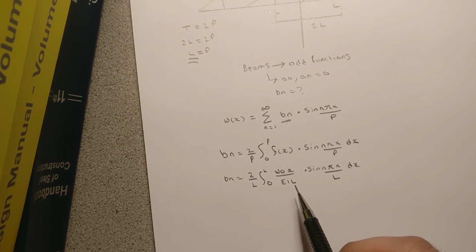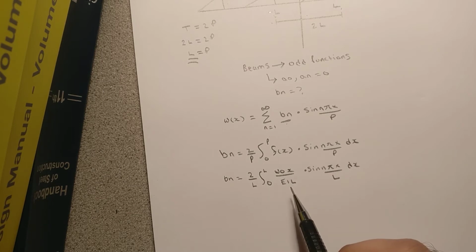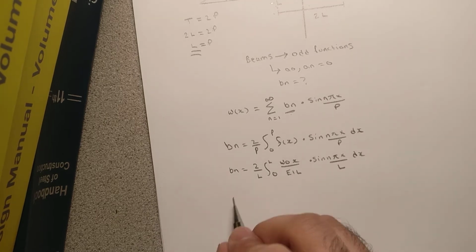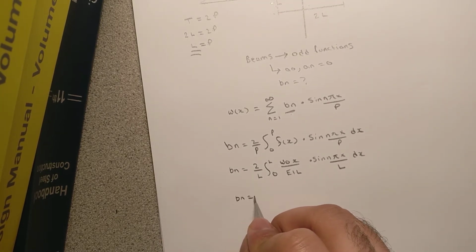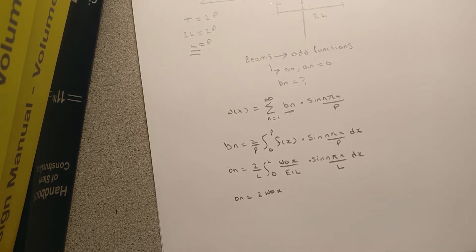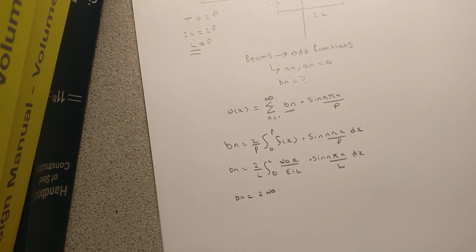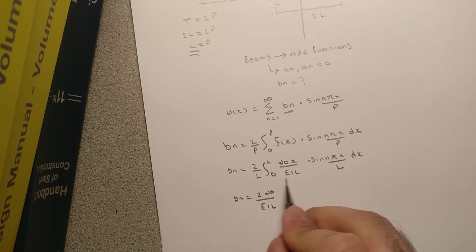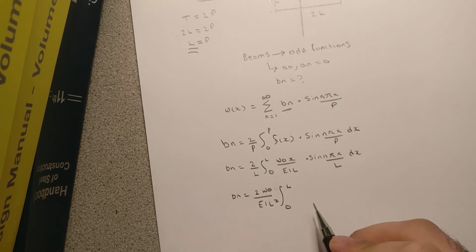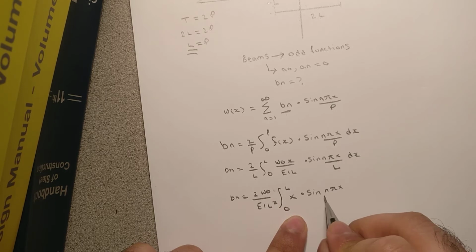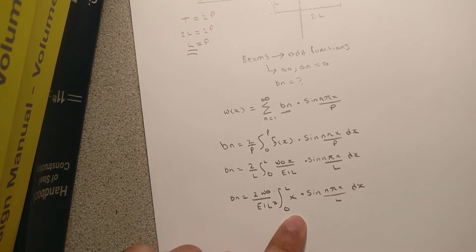But the first thing that I will do is pull out our constants. Pulling out the constants makes it easier for me to do the integration. So if I pull out the constants, I'll get 2 over here. I'll get W naught. Oh, can't pull out the x. Can only pull out constants. Divided by EI. L times L is L squared. Still have L here, still have 0. Inside I have x times sine n pi x over L dx.